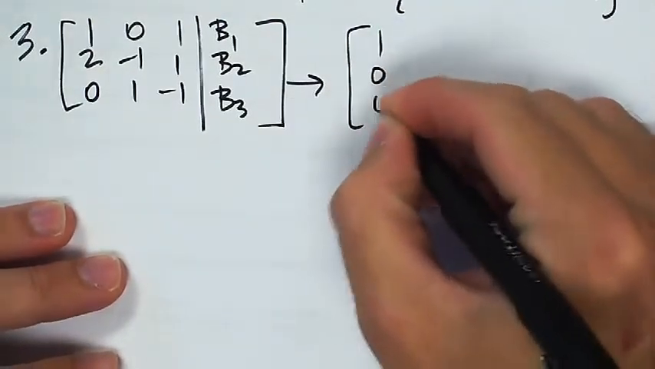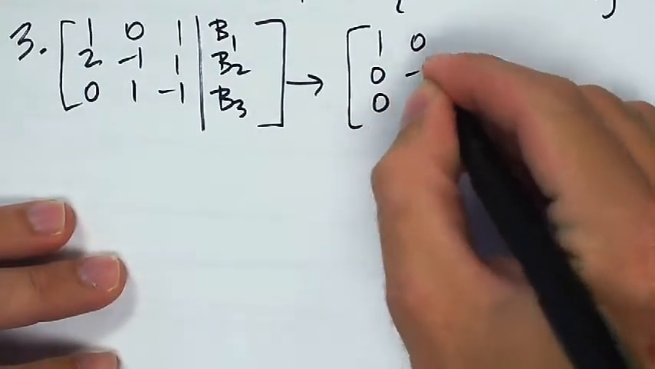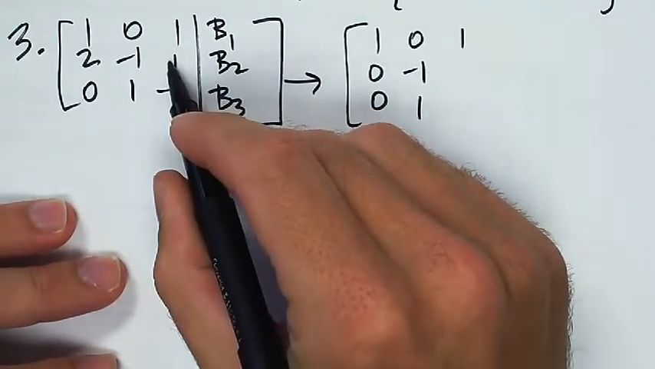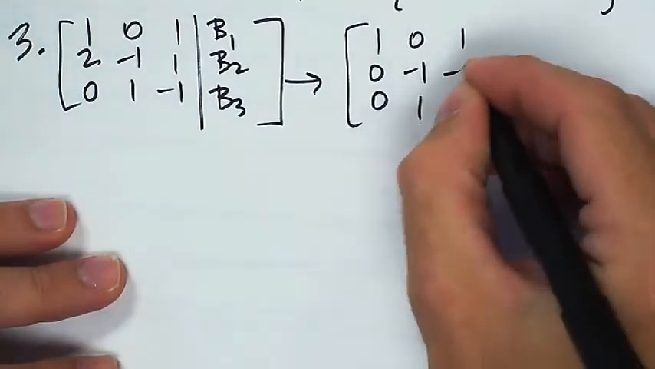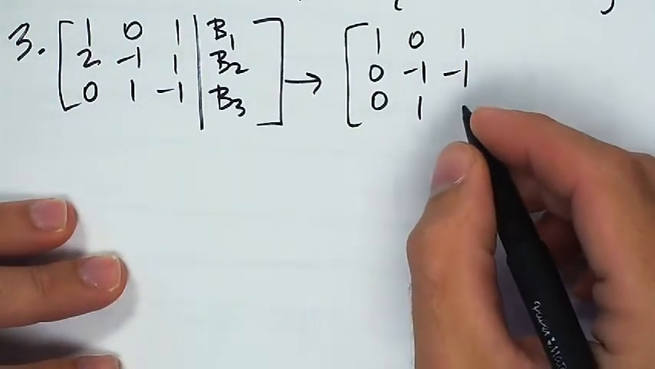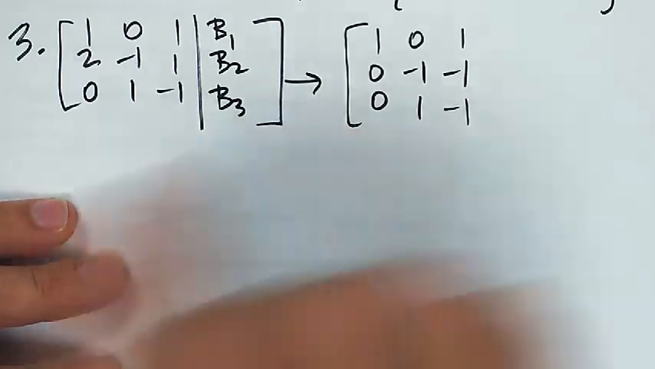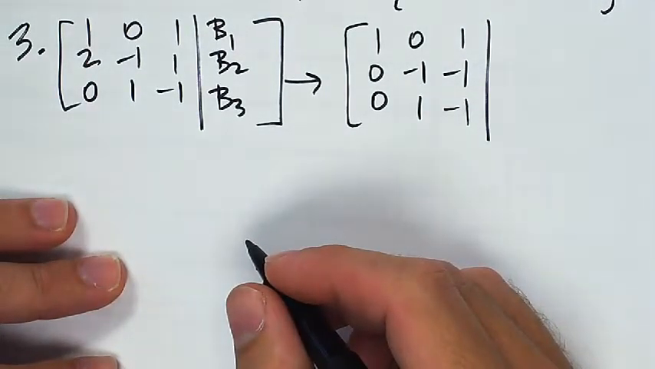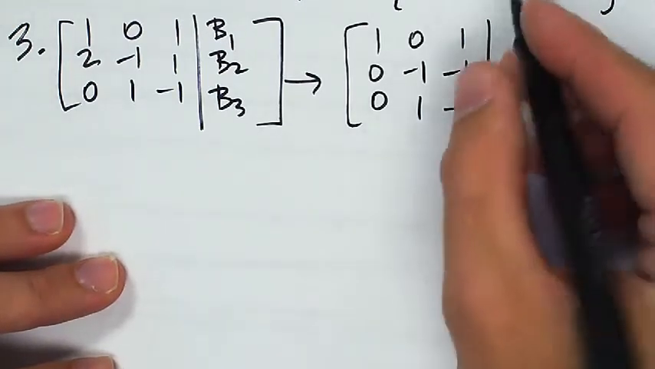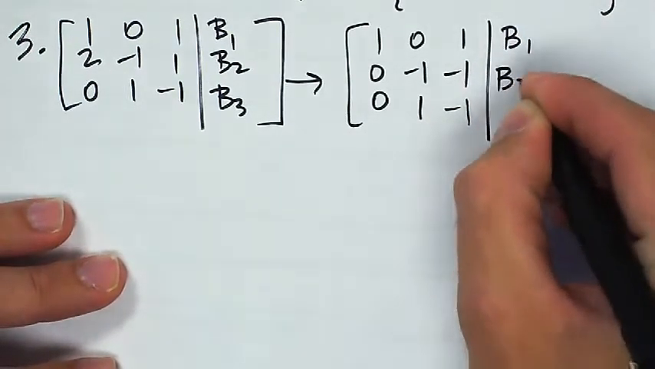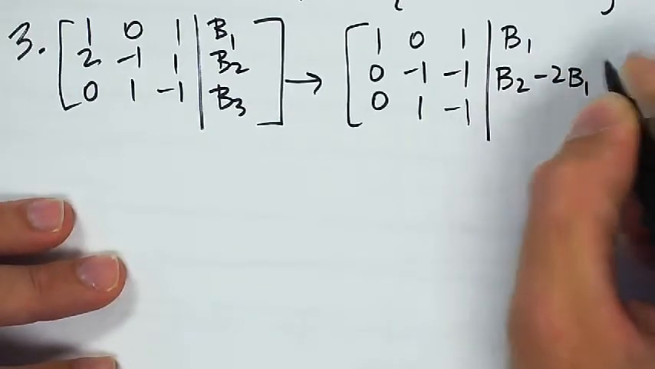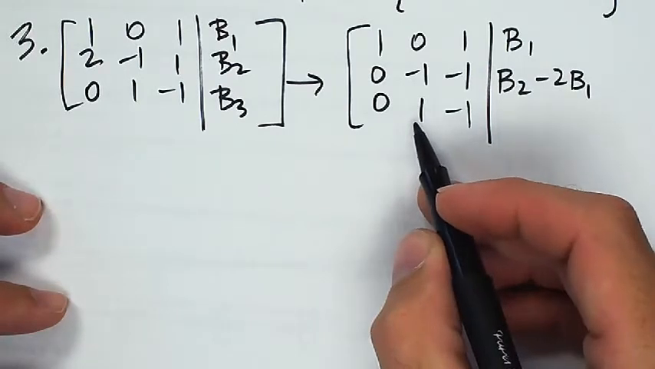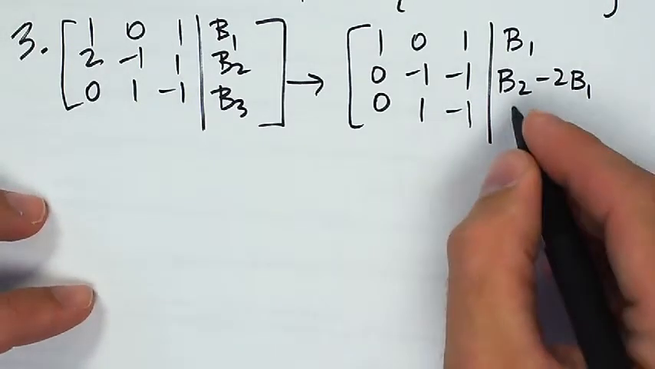So I'll have 1, 0, 0, 0, negative 1, 1, 1. If I take 1 and I subtract 2 1s, I'll have a negative 1. And that's still that. Are we sure about that? Yeah, okay. b2 minus 2b1. Yeah, subtracted 2 row 1s. And then on row 3, what did I do? Doesn't look like I did anything. So that's still b3.